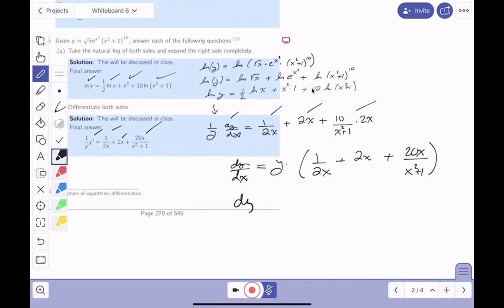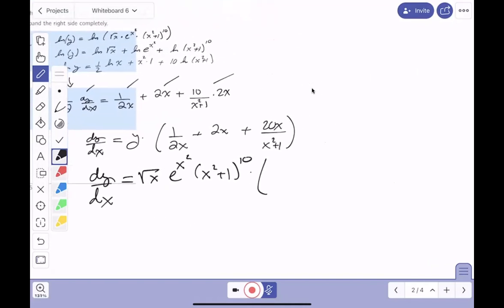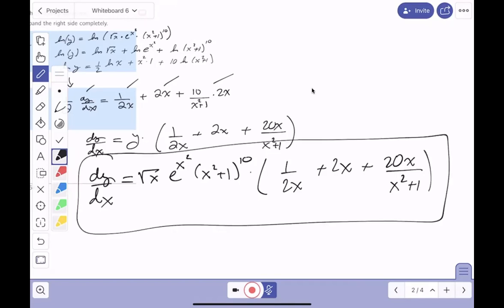So let's write this down. dy/dx. What's y? It's root x times e to the x squared plus 1 to the 10th. That's what y is, by the way, times this guy over here. And that's the answer, by the way. By the way, I'm going to look at the answer later.